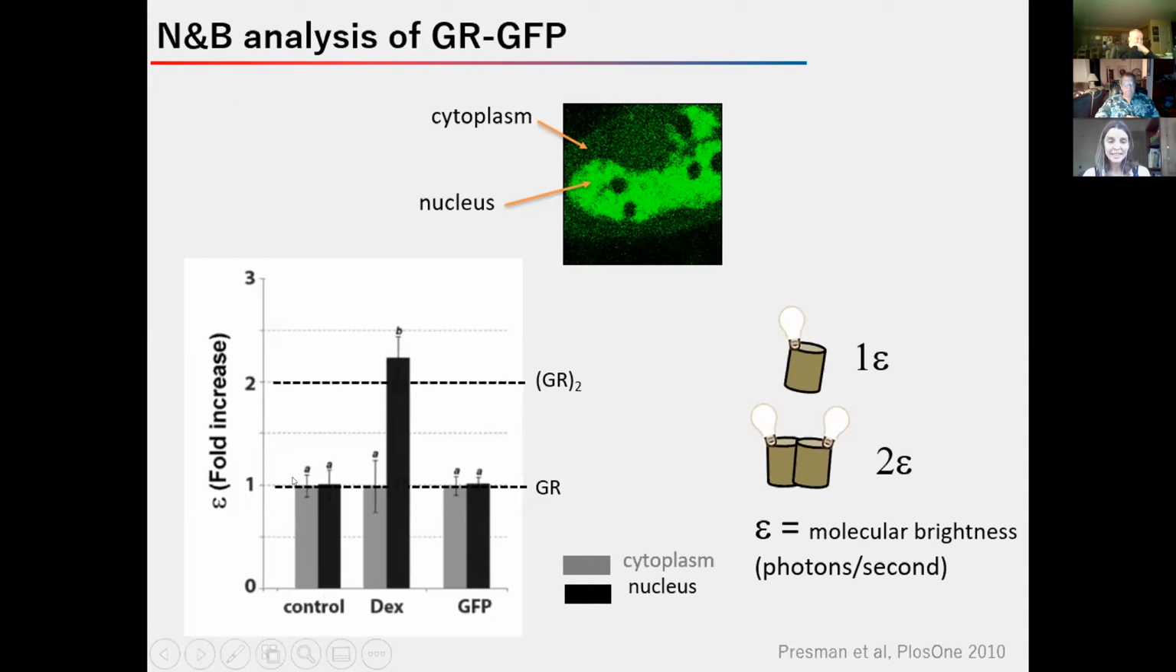So in here, you can see the brightness in control cells and stimulated cells, the brightness of the receptor in the nucleus and the cytoplasm. And you can see that the brightness is what we expect for the monomer. When we stimulated the cells with DEX, what you can see is that the brightness duplicates in the nucleus, indicating that in the nucleus you mainly have dimers.